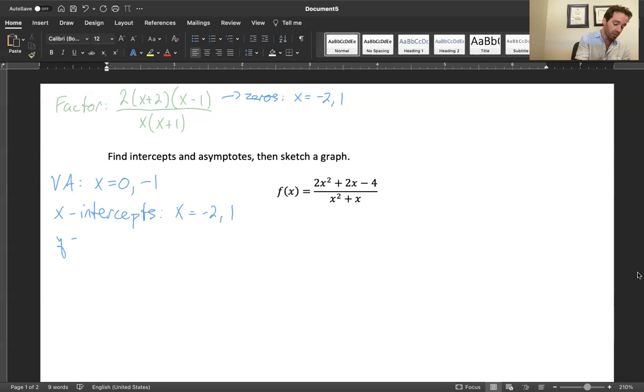What about the y-intercept? The y-intercept is when x is 0. Now, hang on, we already said that this has a vertical asymptote at x equals 0. So this actually does not hit the y-axis. It has a line at the y-axis where it gets close to it but does not touch it. So there is no y-intercept.